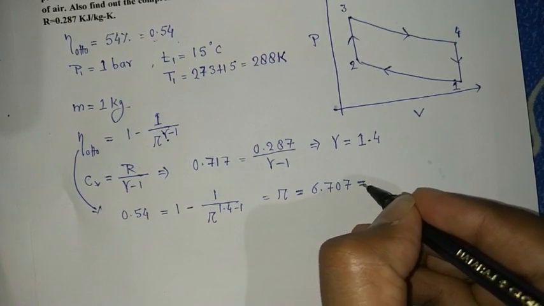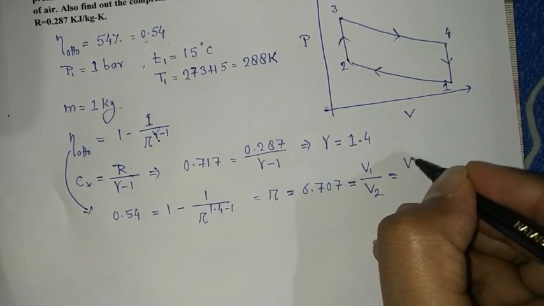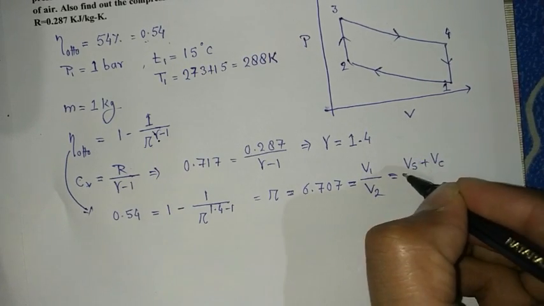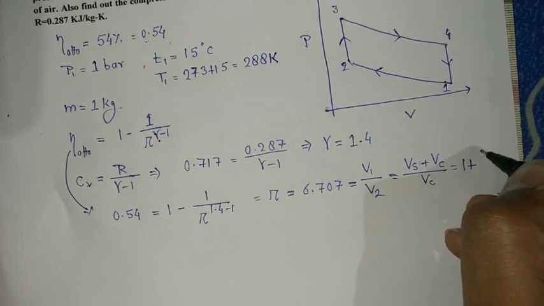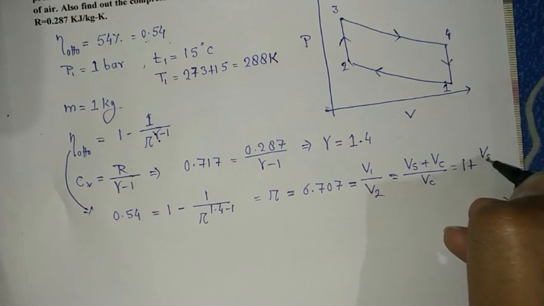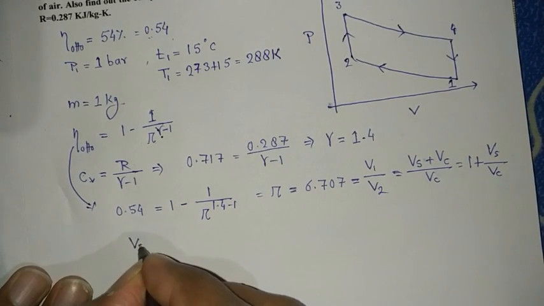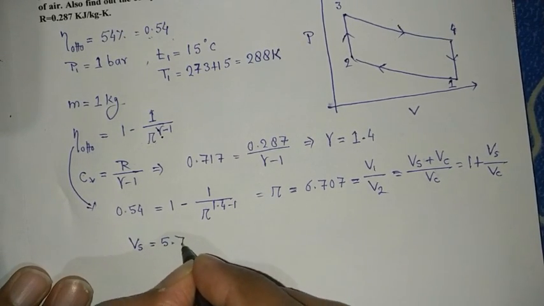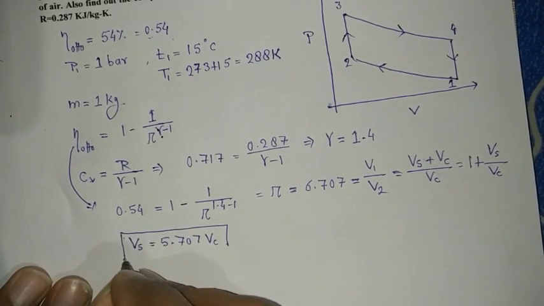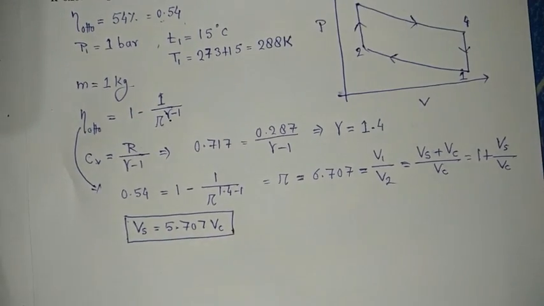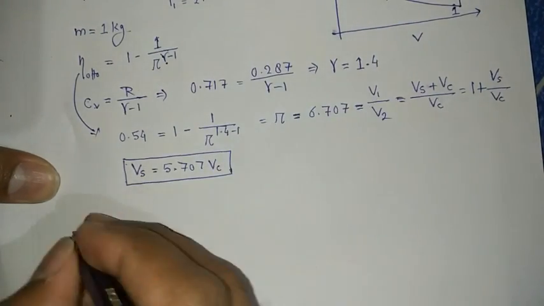And we know that r is equal to V1 by V2, and V1 by V2 is equal to Vs plus Vc over Vc, so it's equal to 1 plus Vs over Vc. So from here we can find out that Vs is equal to 5.707 Vc. Okay, so now let us proceed one by one, process by process.